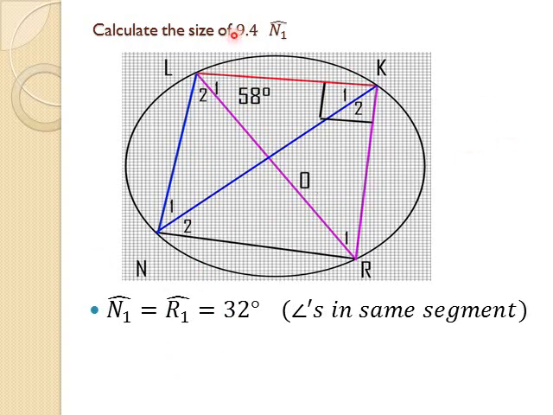R1 is 32, the sum of the angles in a triangle. Last problem, now they want N1. I just found R1, it was 32. If I go back with R1, it's subtended by chord LK. If I go back with N1, N1 is subtended by chord LK. So R1 and N1 are angles in same segment. Therefore, N1 equals R1 equals 32 degrees. Angles in same segment. I hope you understand.